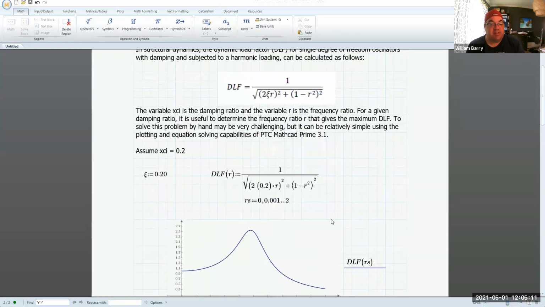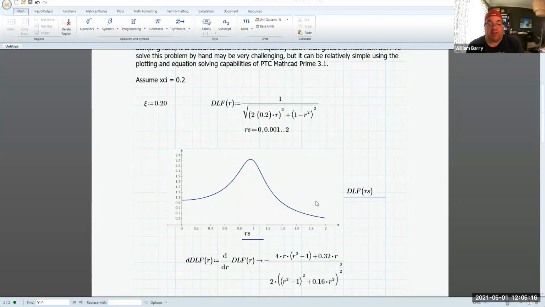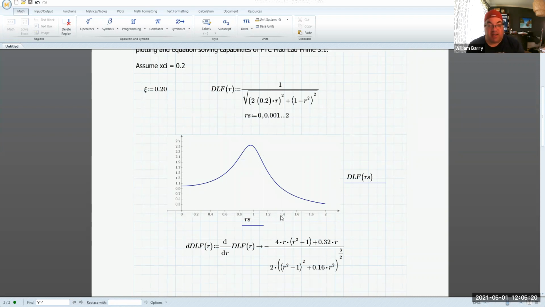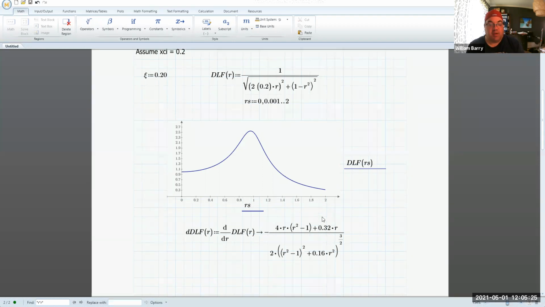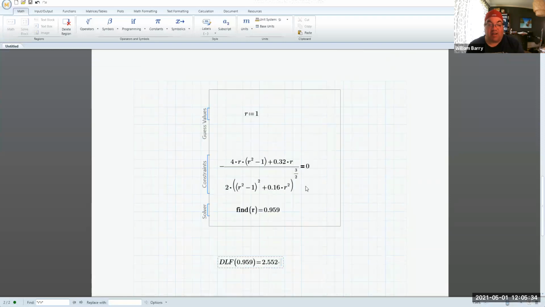We practiced defining a function, plotting a function using the concept of a range variable to control really the x-axis, to control the domain for our plot. We used the derivative operator to take the derivative of a function and assign that to be a new function. And then we used the solve block to actually solve the specific equation with a guess value to get an answer. So I hope this helps.